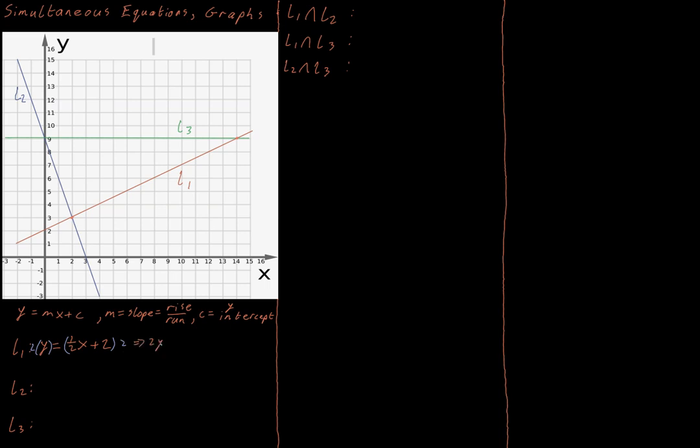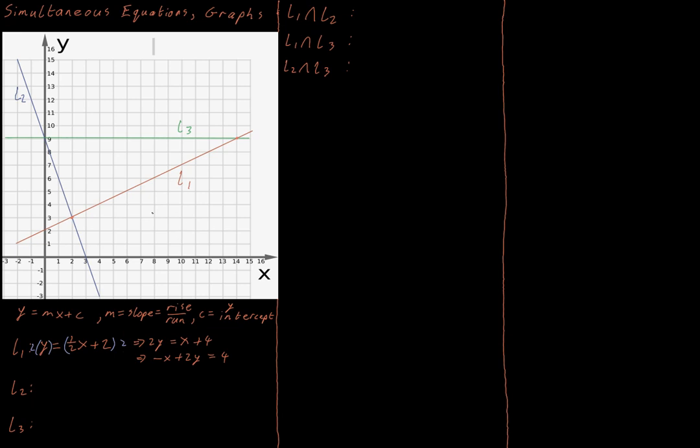So we end up with 2y is equal to 2 by half is 1, so we end up with 1x. 2 by 2 is 4, so the number outside gets multiplied by each thing inside. And when we rearrange that, we subtract x from both sides, and we end up with minus x plus 2y is equal to 4. Now that's in the form that we like for a simultaneous equation. We have x and y by themselves, number on the other side, and we don't have any fractions involved. So this is good.